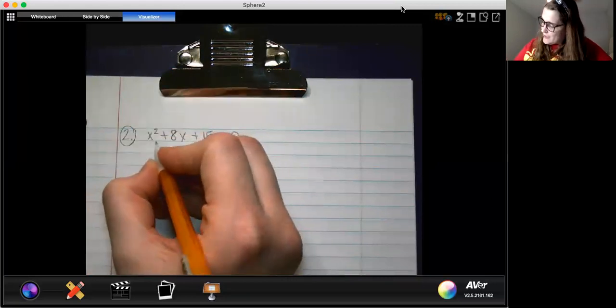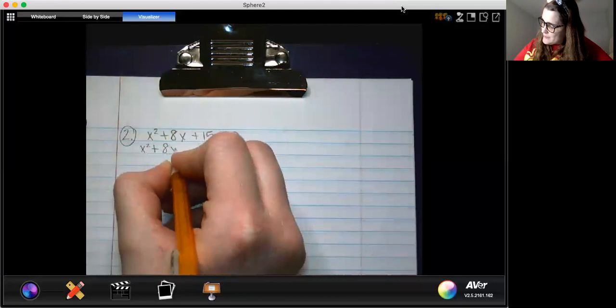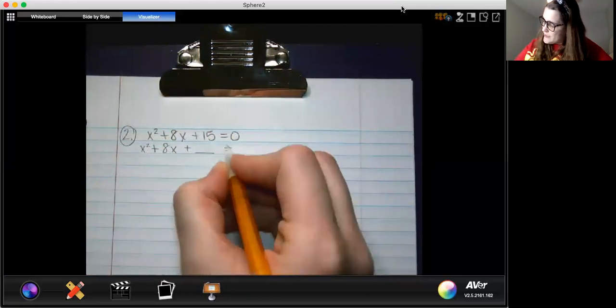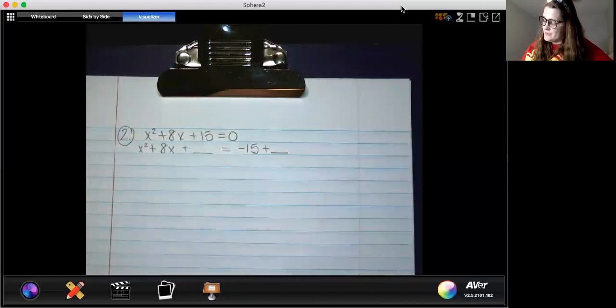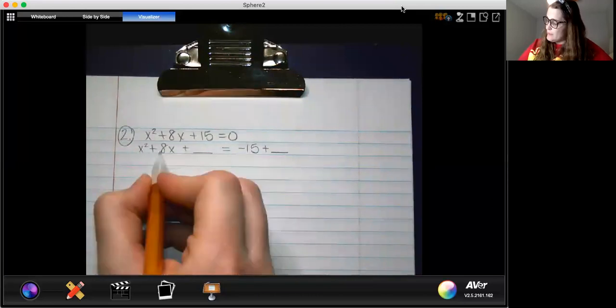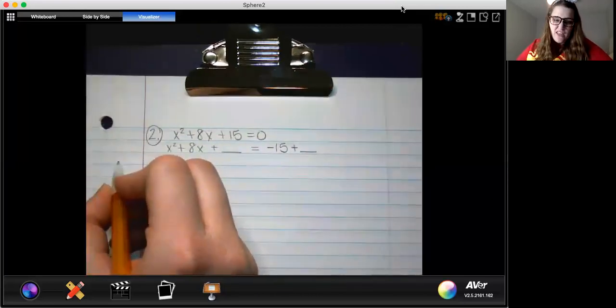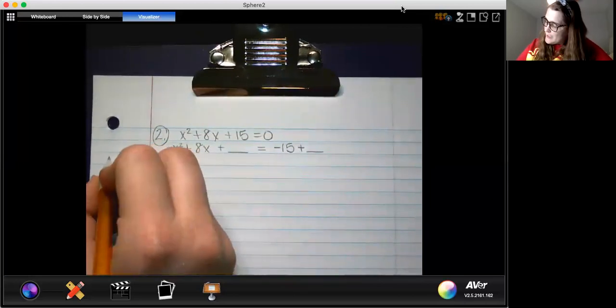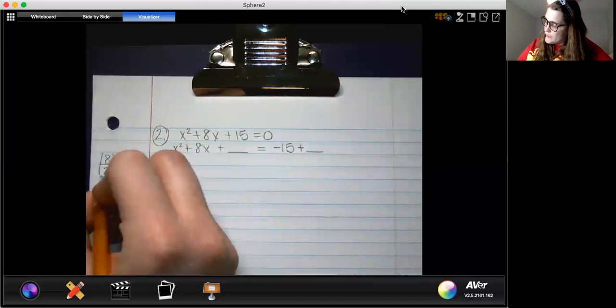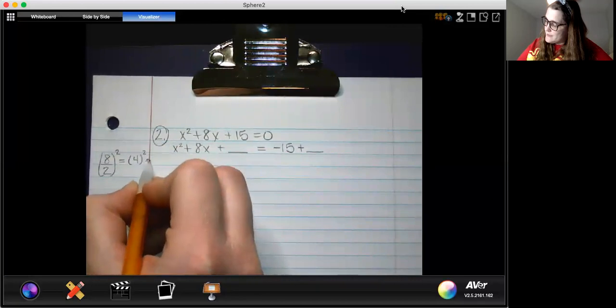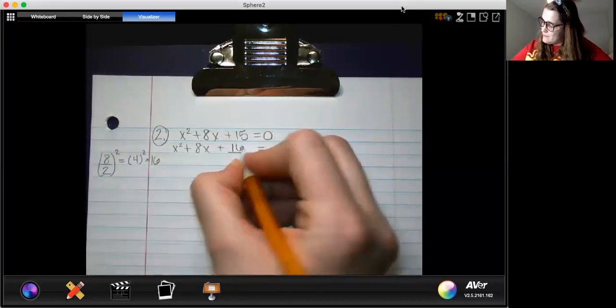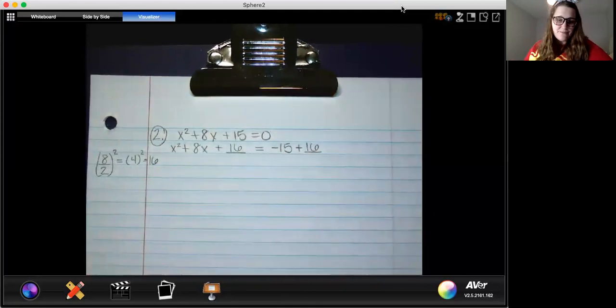So I'm going to rewrite this as x squared plus 8x plus blank equals, now this one's positive 15, so therefore I would subtract it to the other side, plus my blank. Step 3 said we're going to take b divided by 2 and square it. So my b term is 8, and I typically do this over just in the margins. So 8 divided by 2, quantity squared. So 8 divided by 2 is 4. 4 squared is 16. So I'm going to add 16 to both sides.